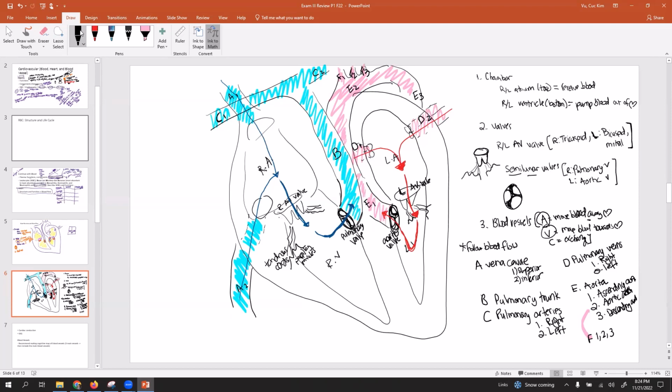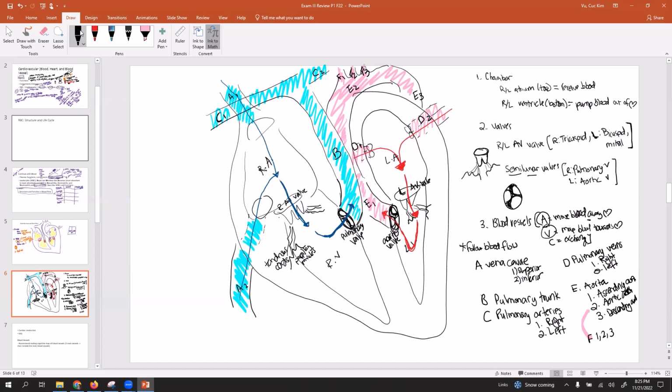Exactly. And that's all there is to blood vessels. That's it for the heart. Account for the chambers, account for the valves, and account for the blood vessels, and you're good. Cool. Okay. Questions? So let's do that again with blood flow.